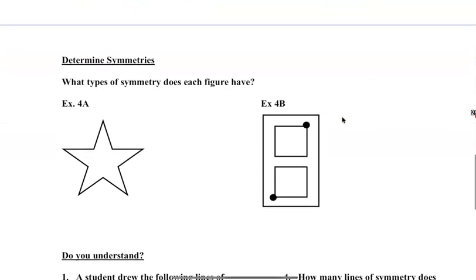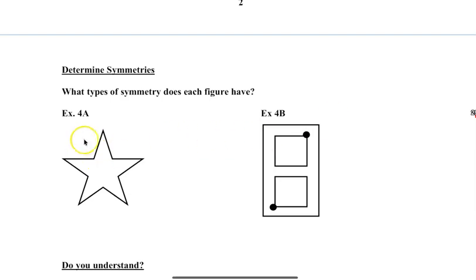Determine symmetries. What type of symmetries does each of these figures have? So looking at this one, this has rotation symmetry for sure. Right? It's going to be all these. If I turn it once, I get this one. If I turn it again, again, and again. So there's 5 types of rotation here. If you want to figure out which ones they actually are, well, we take 360 and divide by the number of points we have, right? We have 1, 2, 3, 4, 5.